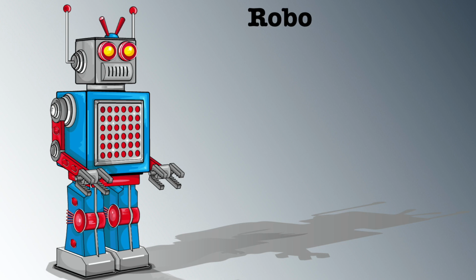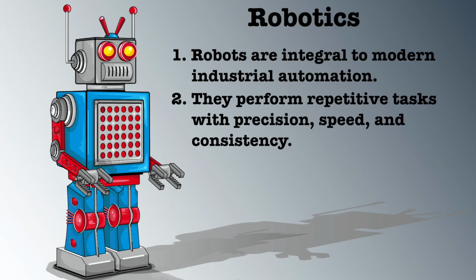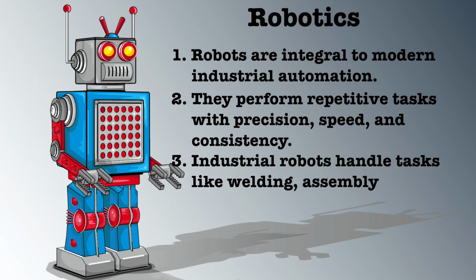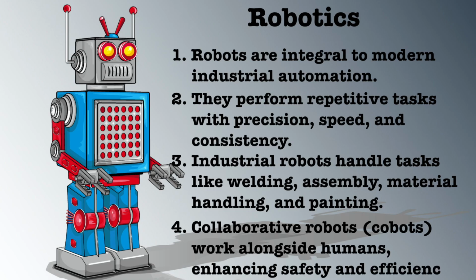Now next, talking about the robotics. Robots are an integral part of modern industrial automation. They perform repetitive tasks with precision, speed, and consistency. Industrial robots handle tasks like welding, assembling, material handling, and the painting. Collaborative robots, cobots, work alongside humans, enhancing safety and efficiency.